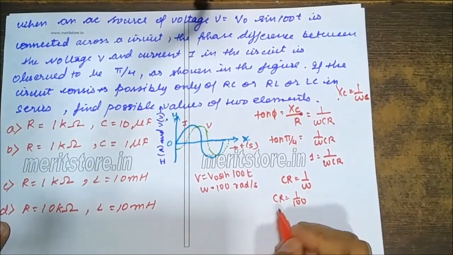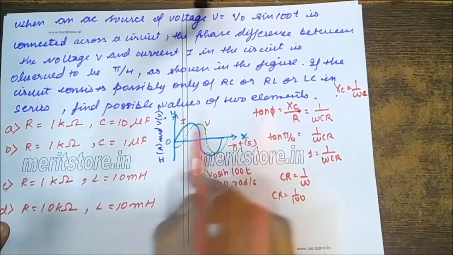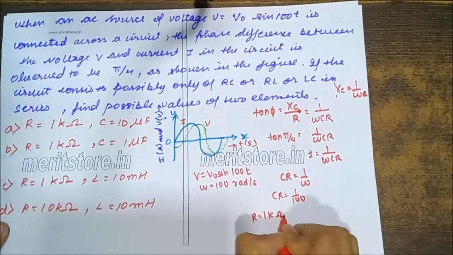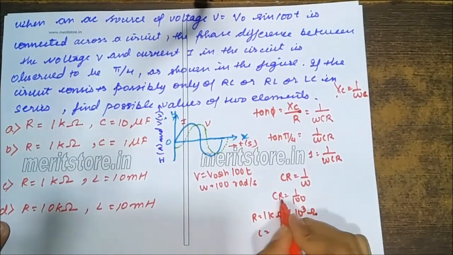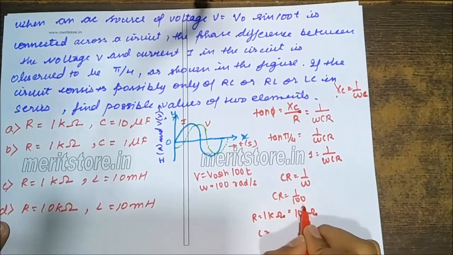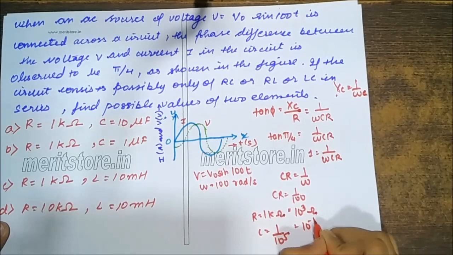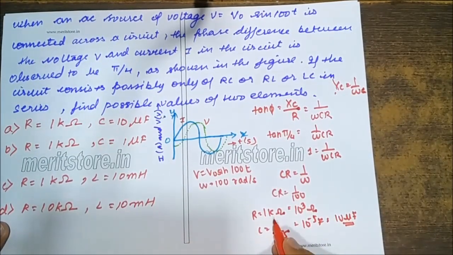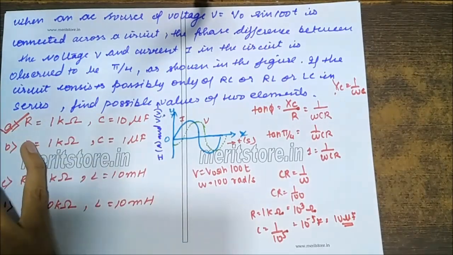Now consider finding the possible values of the two elements. If R is equal to 1 kilo ohm, that is 10 raised to 3 ohms, then the value of C will be 1 upon 10 raised to 5, that is 10 raised to minus 5 farads, which is 10 microfarads. So if R equals 1 kilo ohm, then C equals 10 microfarads. So A is the correct option.